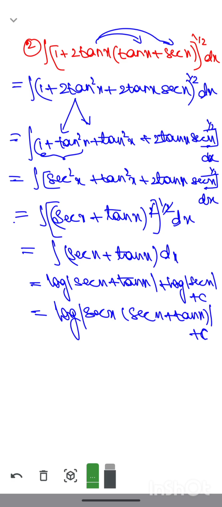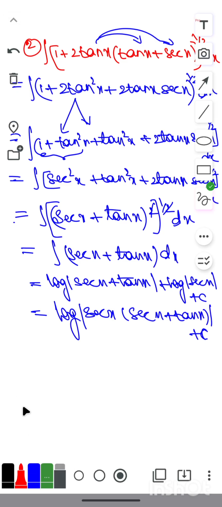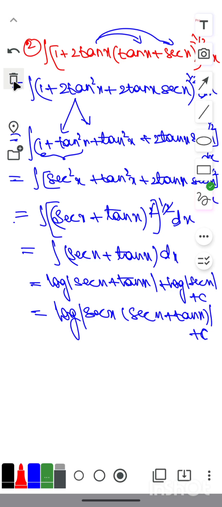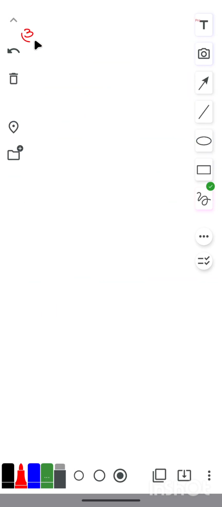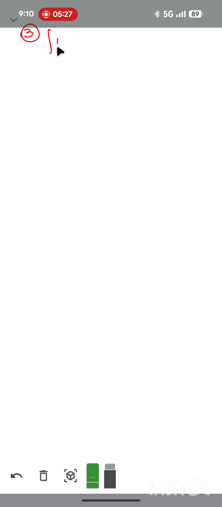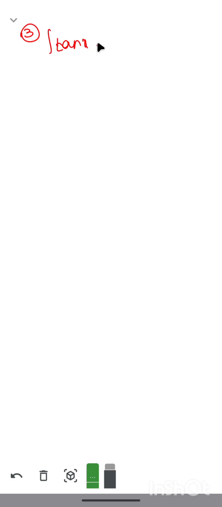Here the next question is integration of tan x into tan 2x into tan 3x. Tan x into tan 2x into tan 3x into dx is equal to question mark.